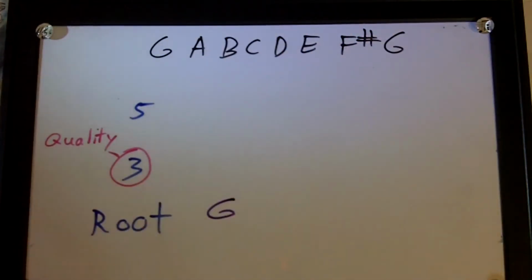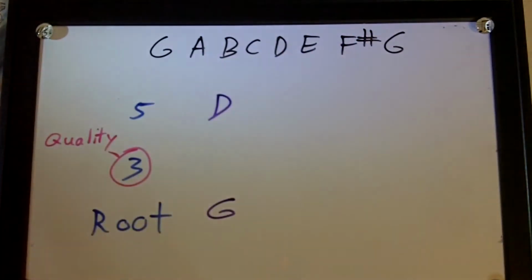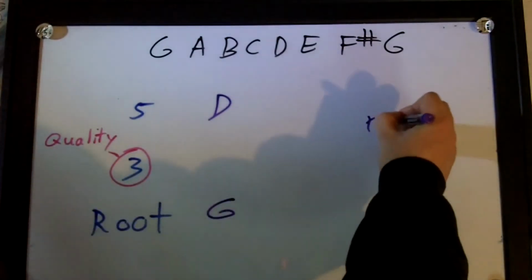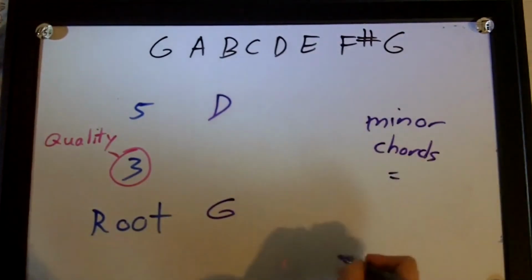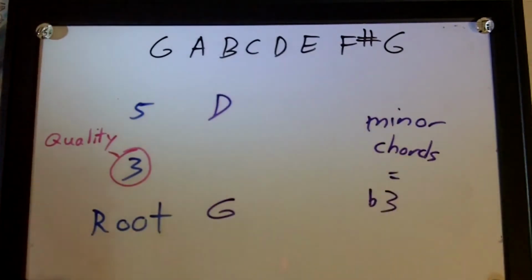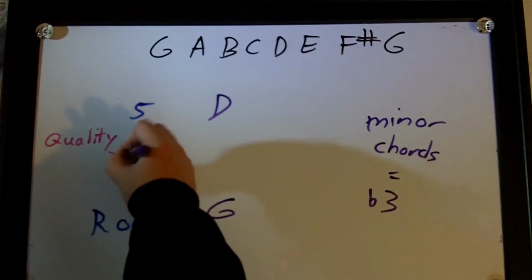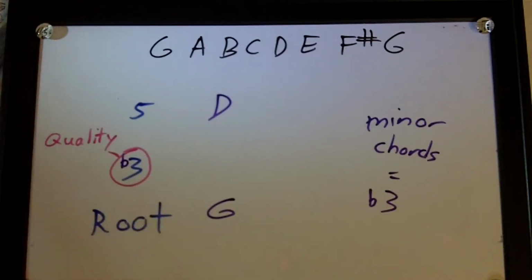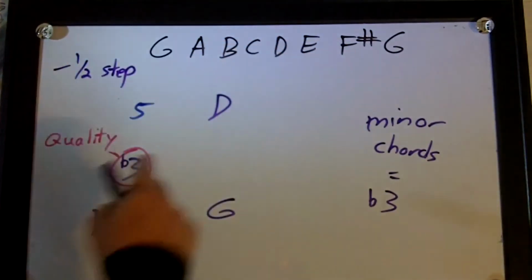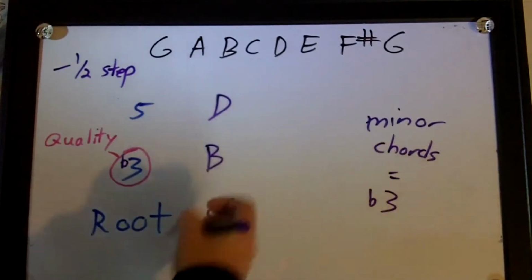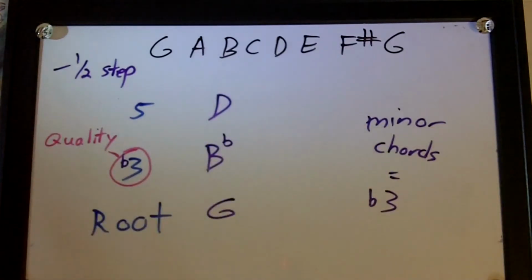So our root is G, fifth is D, and our third would normally be B. But when you make something minor, you do something to the third. It means flat third, or lower the third by 1/2 step. It doesn't necessarily mean it has a flat. You just lower it by 1/2 step. Now in this case, B, lower it 1/2 step, it becomes B flat. Let's put this into practice in another way.